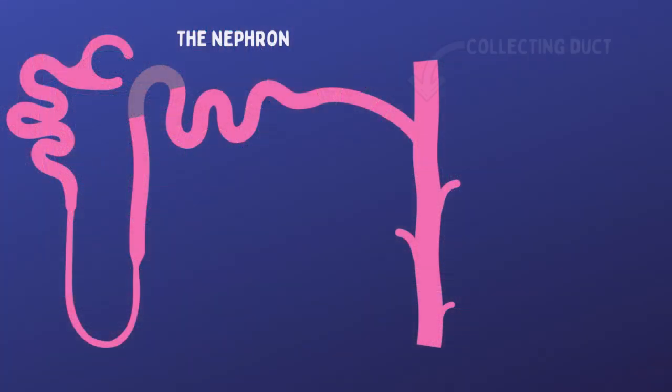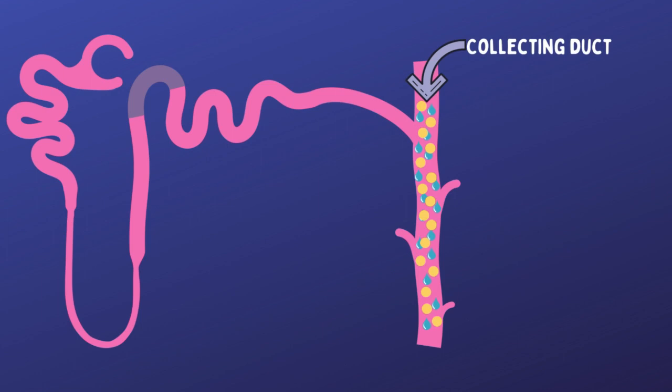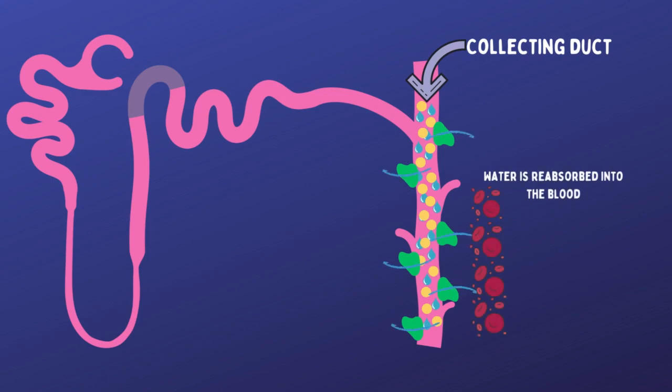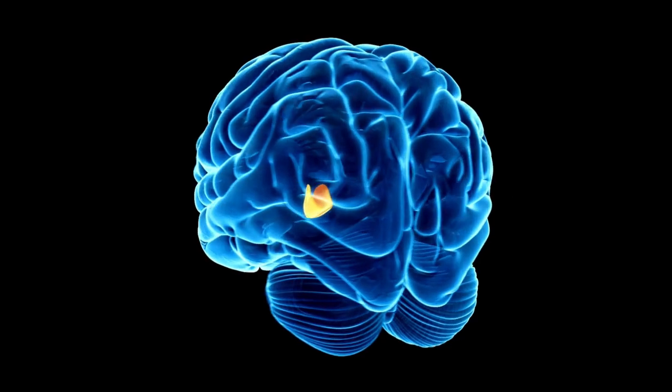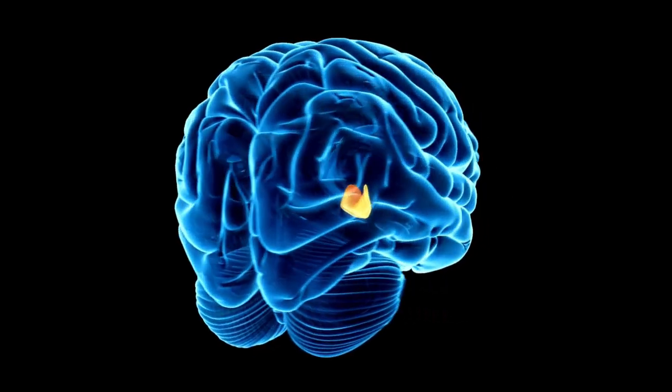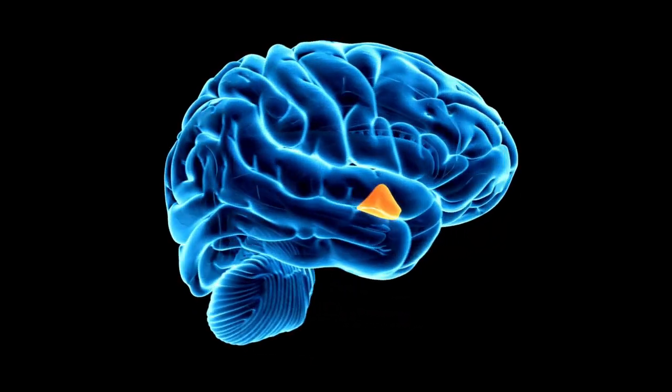In the collecting ducts, the process of water reabsorption is under the hormonal control of antidiuretic hormone. The hormone controls the permeability of the walls of the collecting duct and thus controls the amount of water reabsorbed by the blood. ADH is produced in the hypothalamus and secreted from the pituitary gland.